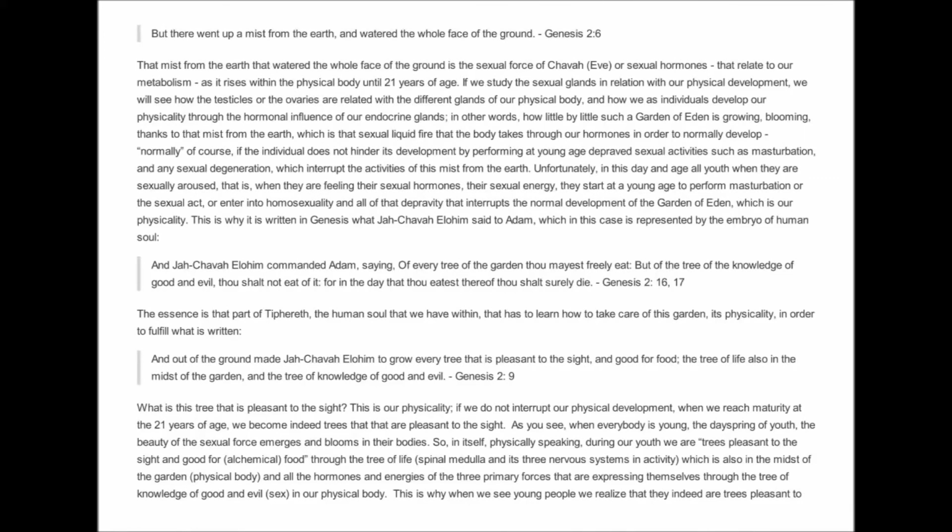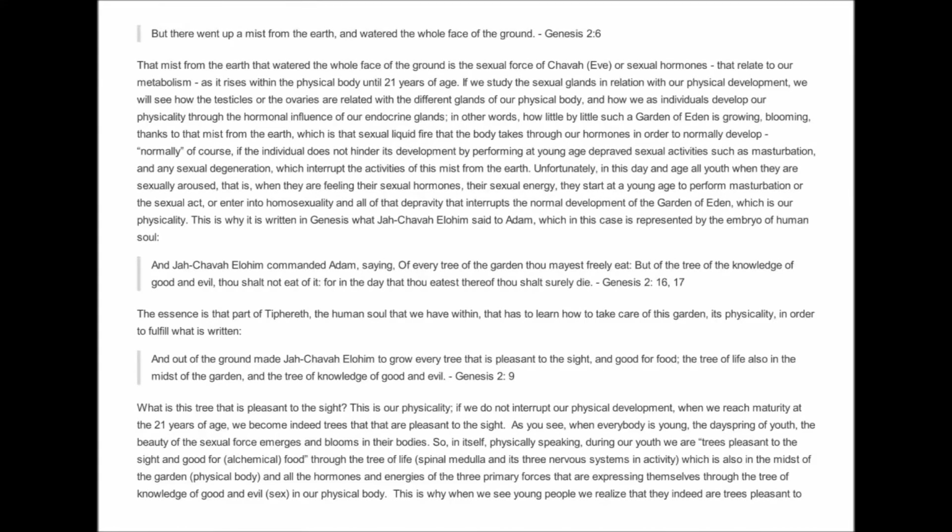That mist of the earth, of course, is that sexual force that develops and rises as the physical body is developing to the 21 years old. If you study the sexual glands in relation with your physical development, you see how the testicles and the ovaries are related with the different glands of the physical body, and how the individual physically is developing his glands, his physicality. In other words, how that Garden of Eden, little by little, is growing, blooming, thanks to that mist from the earth. That mist from the earth is that fire, sexual fire, that the body takes hormones in order to develop.